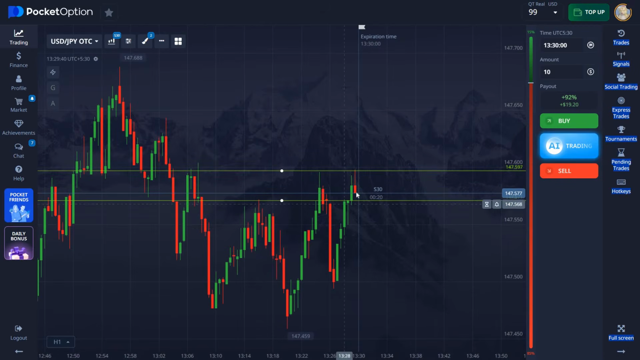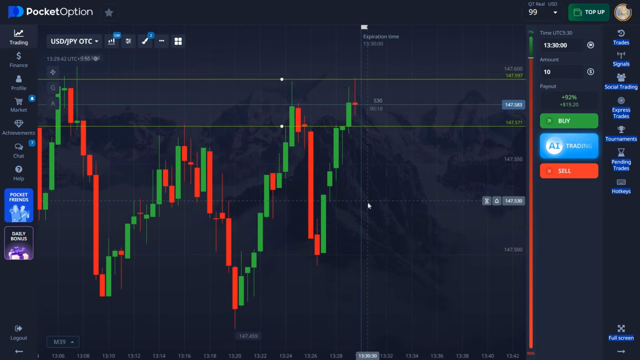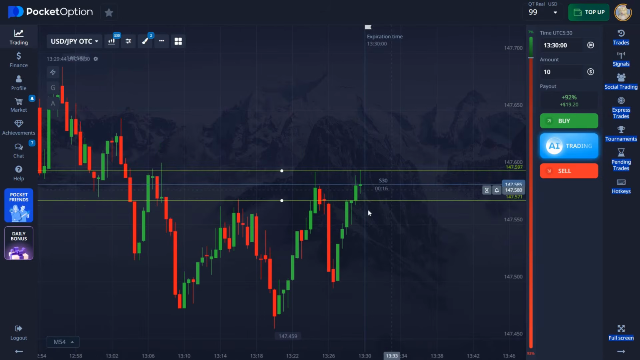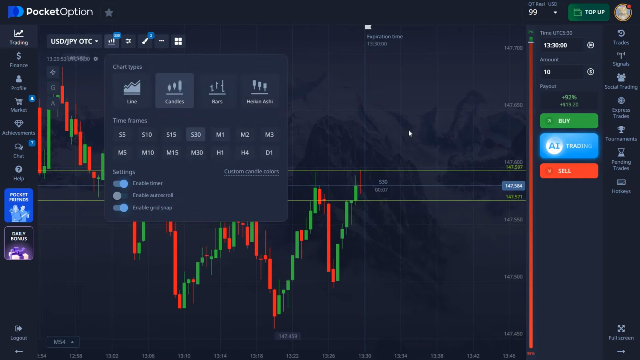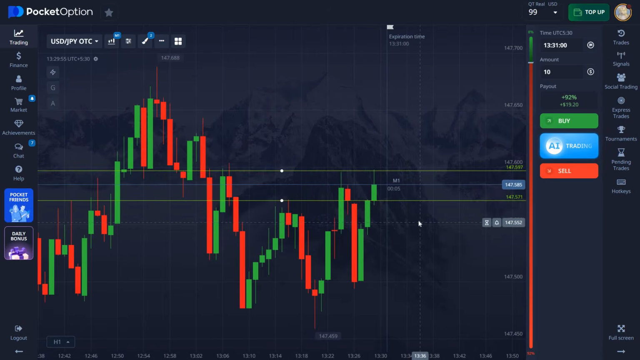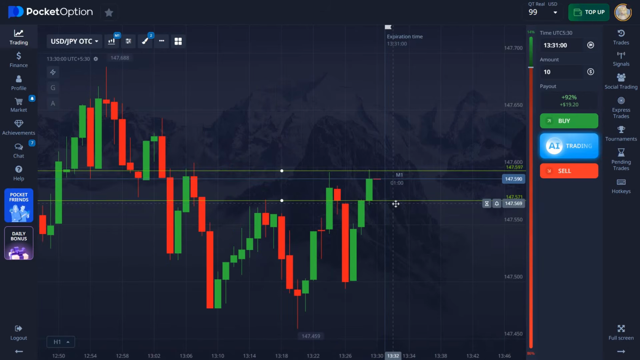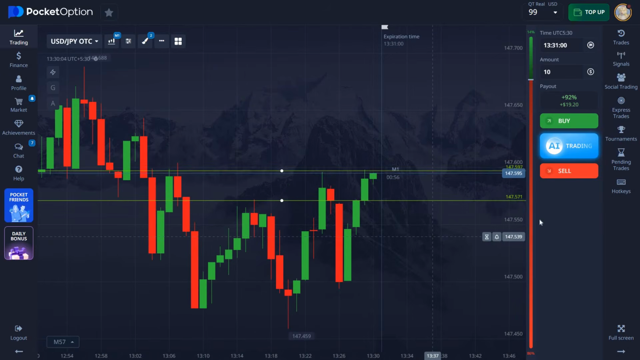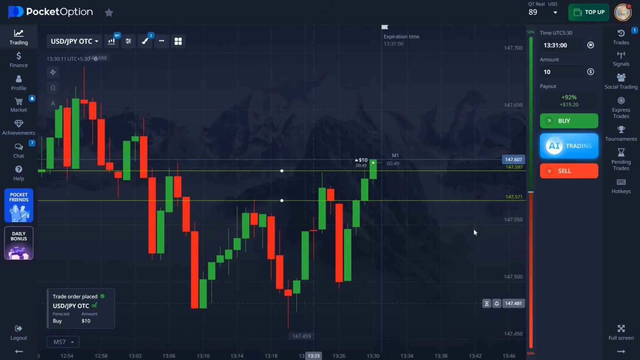Okay, I think this is a continuation sign. After creating this candle we can take the trade, but wait, this candle already broke the level also, so we need a confirmation. Yes, I'm going to buy.